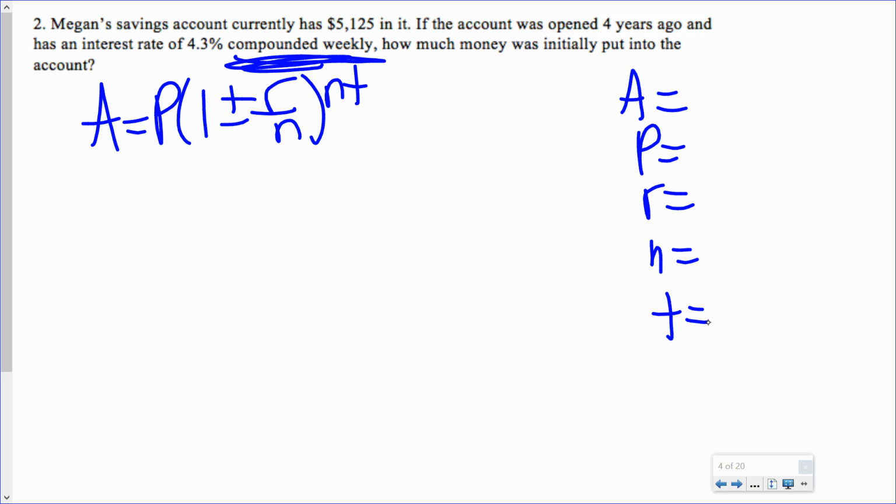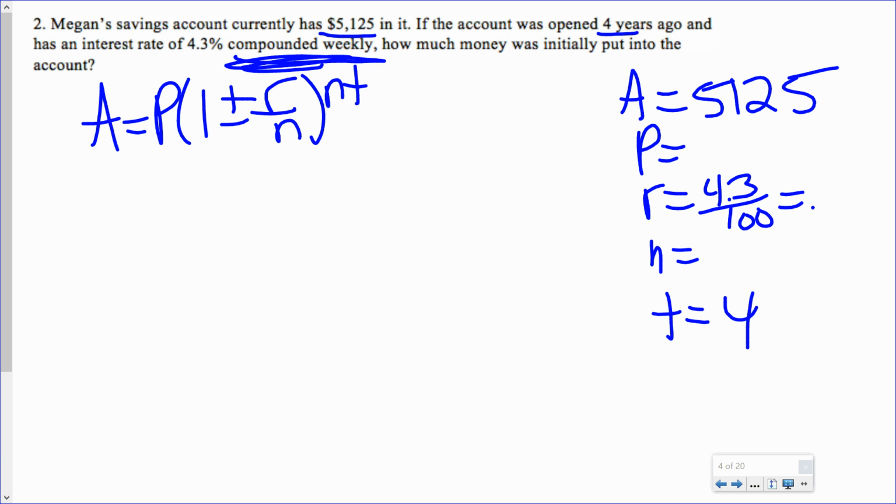Megan's savings account currently has 5125 in it. The account was opened 4 years ago. So 5125 is not the initial, it's what is left after time has passed. t is 4. The rate is 4.3%. Divide the rate by 100. Because it's compounded weekly, n is 52, and P is what we're trying to find.